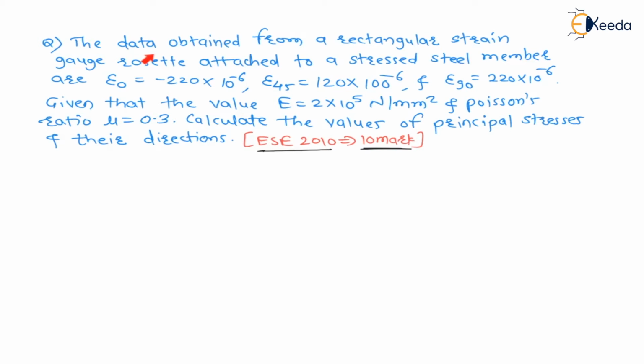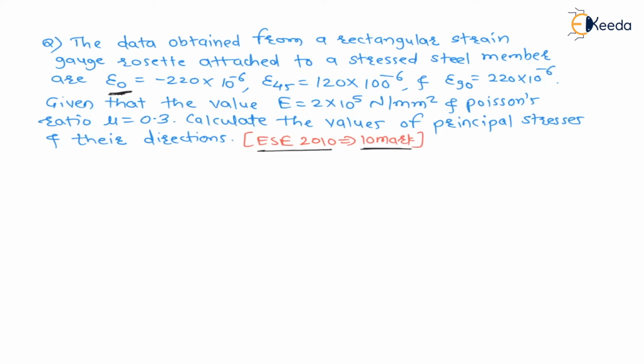The question is: data obtained from a rectangular strain gauge rosette. A strain gauge rosette is an instrument to measure strains, attached to a stressed steel member. Now, E naught, this suffix is for angle. Whenever there is a suffix, it is for the angle: at 0 degree, at 45 degree, at 90 degree, likewise.